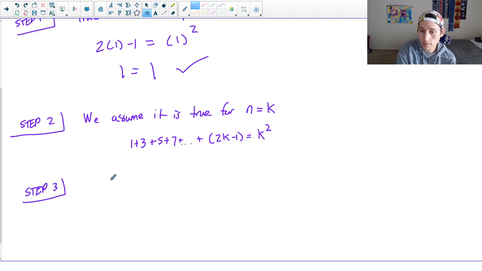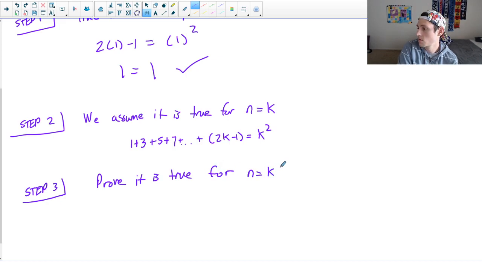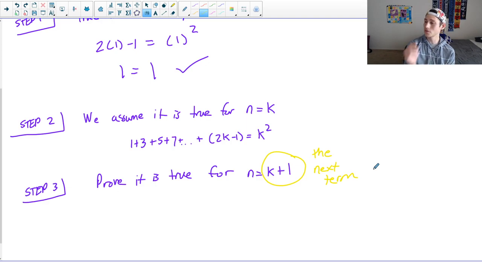So step 3, we need to prove it is true for n equals k plus 1. Right? And so remember, k plus 1 represents the next term or the next domino. Can we prove that if any domino will fall, that the next one will then also fall down? All right, well, let's try it.